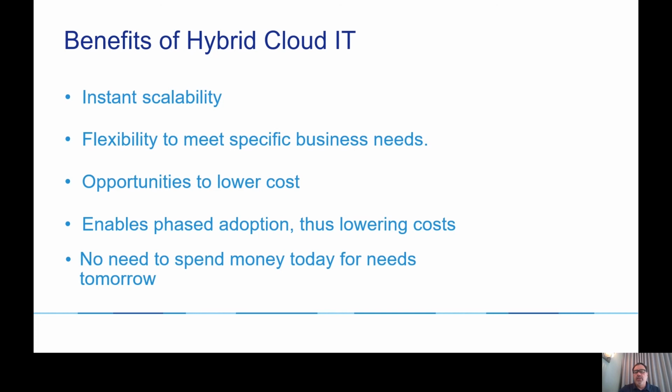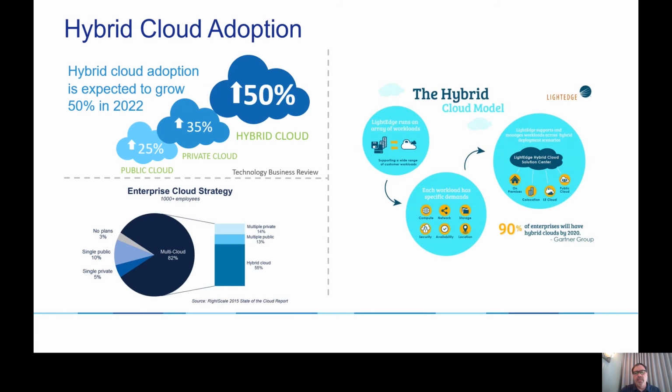The other thing is there's not a need to spend the money today for the needs of tomorrow. A lot of times we're having to think out and ask a customer, where do you think you'll be 3 years from now? Because if I match a server to your current need, it very well may change, and that's going to be definitely a cost change. So think about today, think about tomorrow, think about that scalability, think about that opportunity.